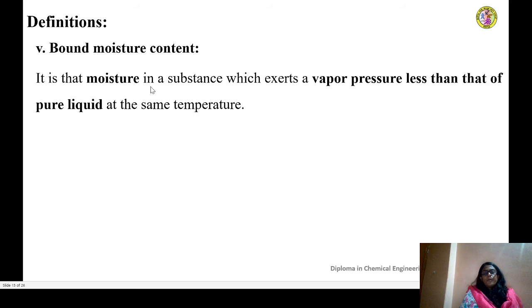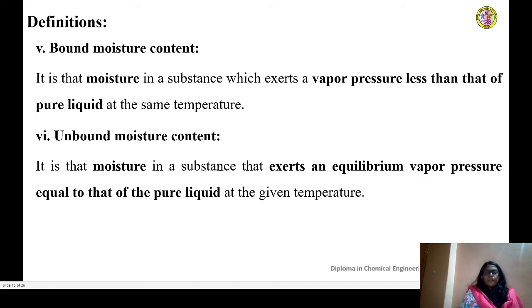Okay, sorry, the moisture which is exerting vapor pressure less than that of the pure water at the same temperature is called bound moisture content. And that moisture which exerts a vapor pressure equal to that of pure liquid or pure water at the same temperature is called unbound moisture content. Okay, unbound moisture content is the one which is primarily held in the voids of the solids. Excuse me for the confusion.